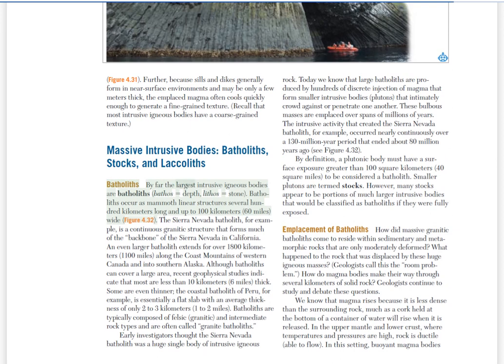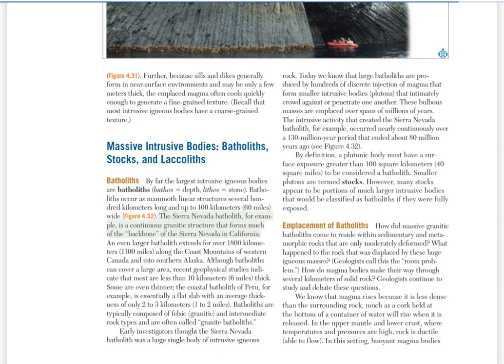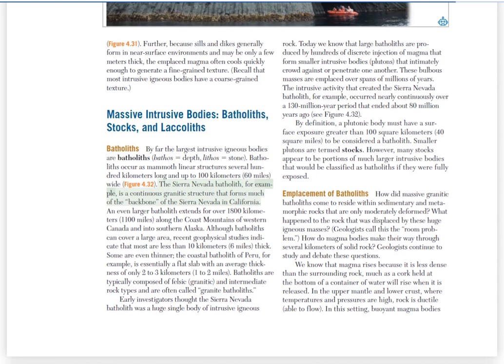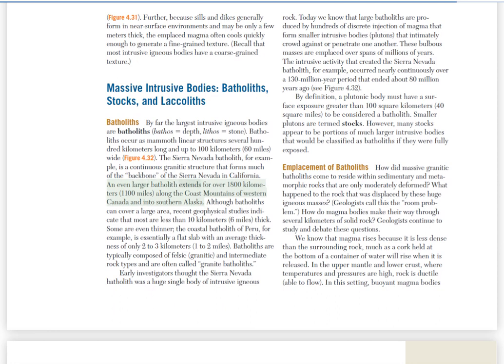Batholiths. By far the largest intrusive igneous bodies are batholiths. Batholiths occur as mammoth linear structures several hundred kilometers long and up to 100 kilometers wide. The Sierra Nevada batholith, for example, is a continuous granitic structure that forms much of the backbone of the Sierra Nevada in California. An even larger batholith extends for over 1,800 kilometers along the coast mountains of western Canada and into southern Alaska.